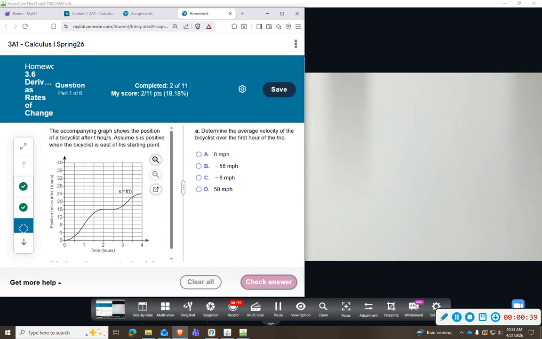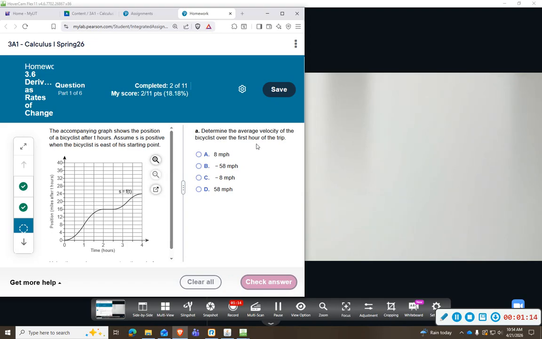All right, number three, we have 6 parts. We're going to use the table in this graph, the company graph. It shows the position of a bicyclist t hours after t hours. We're going to assume s is positive when the bicycle is east of the starting point. So it looks like the bicycle is starting here and it's going east the whole time. The slope is always positive. It never goes negative, which means he's not going back over time.